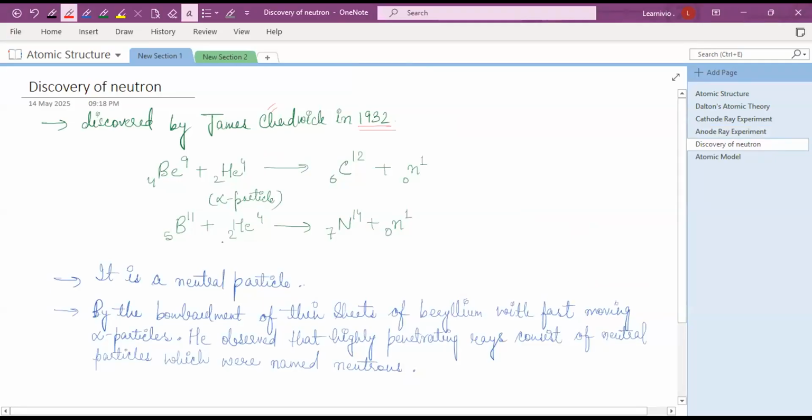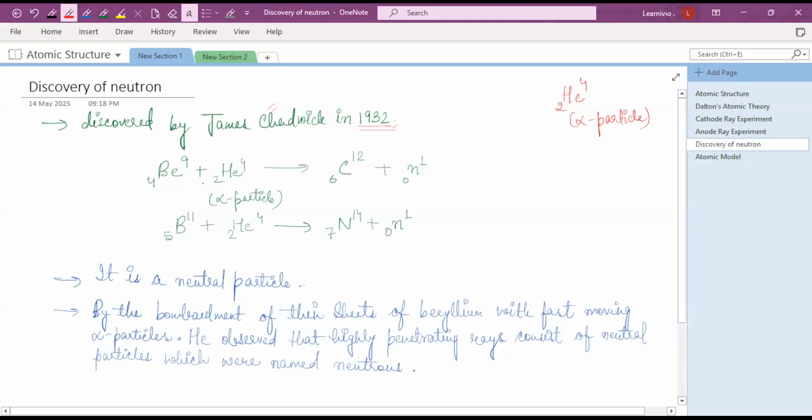So now see what he did. It was done by James Chadwick in 1932. James Chadwick bombarded beryllium with a stream of alpha particles. Beryllium has atomic number 4 and mass number 9, right? And this is the alpha particle. Alpha particles are helium particles, with atomic number 2 and mass number 4, right?